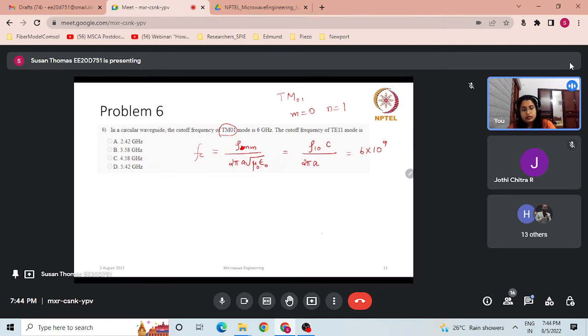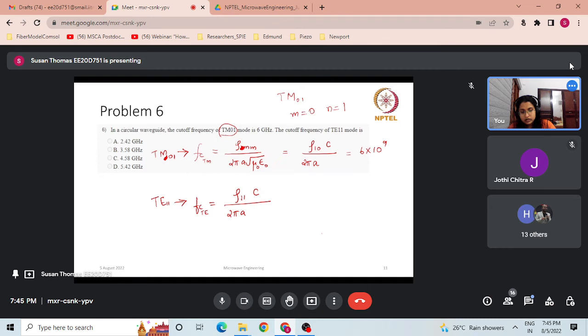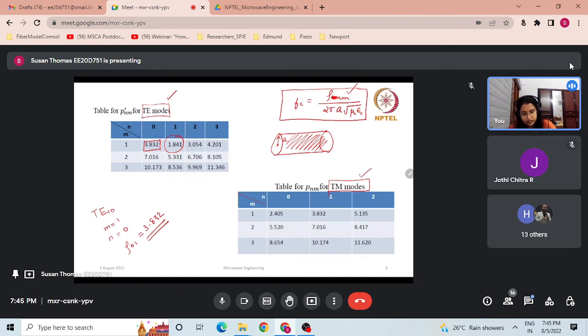You need to find the cutoff frequency for TE11 mode. So this is the case of TM01, and you need to find for TE11. So how about TE11? Fc is rho 11 divided by 2 pi a root of mu epsilon, where 1 by root of mu naught epsilon naught can be written as c. This can be written as FcTM and this as FcTE. So you need to look at the table, basically we need to find rho 01 for TM.